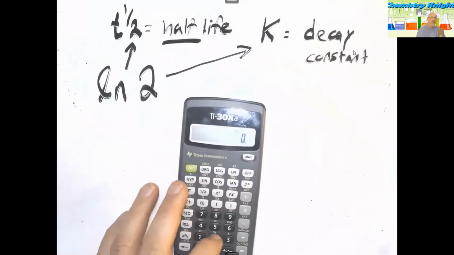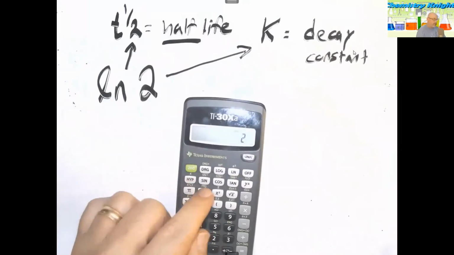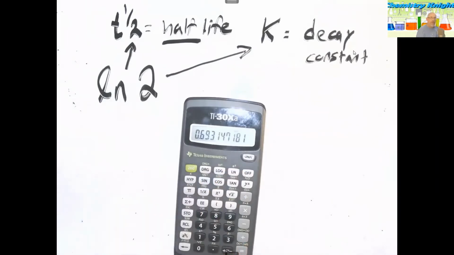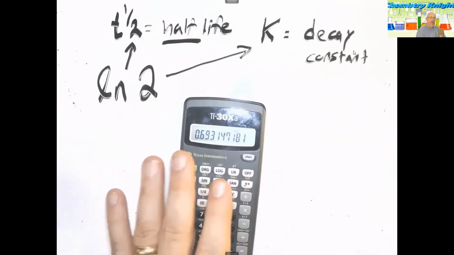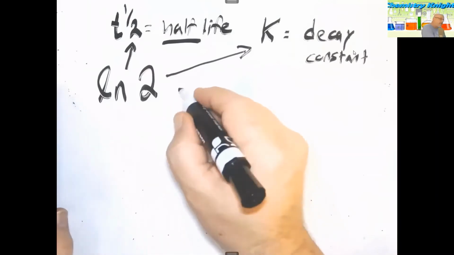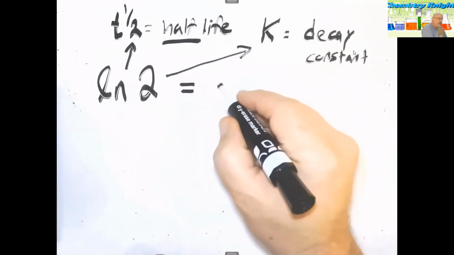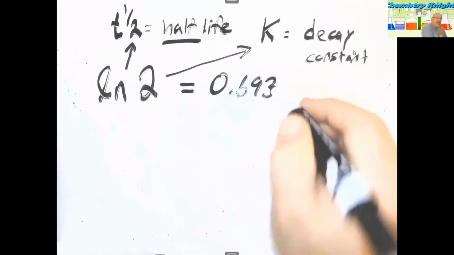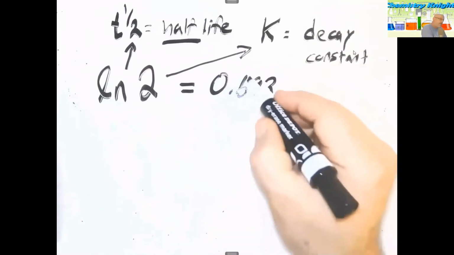So we'll put 2 in our calculator, and I'll just press the natural log key. And what you're going to see is we get this number, 0.693147, blah, blah, blah. It goes on and on. But ordinarily, when we're doing these problems, we don't usually bother with all that. We just take the first 3 digits. It turns out that the natural log of 2 is approximately equal to 0.693.